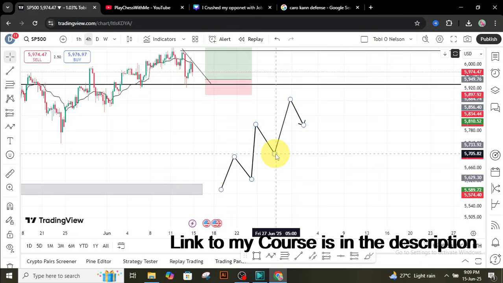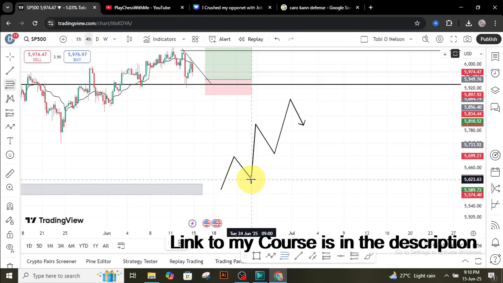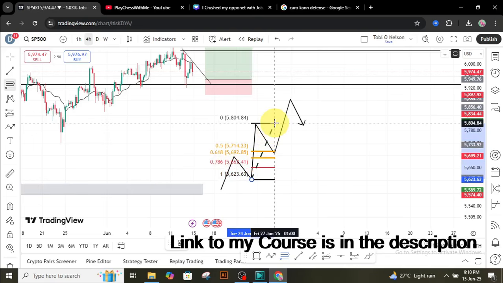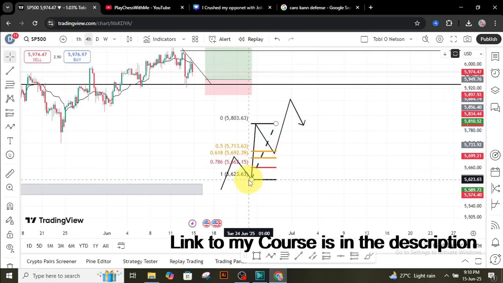If you want to use Fibonacci, you want to make sure that this retracement gets to your Fibonacci golden zone level. I will show you what that means. Okay, this is my Fibonacci. Let me take my Fibonacci. Whenever you are in an uptrend, you start from the low down here and take it up to the last high, the highest high.